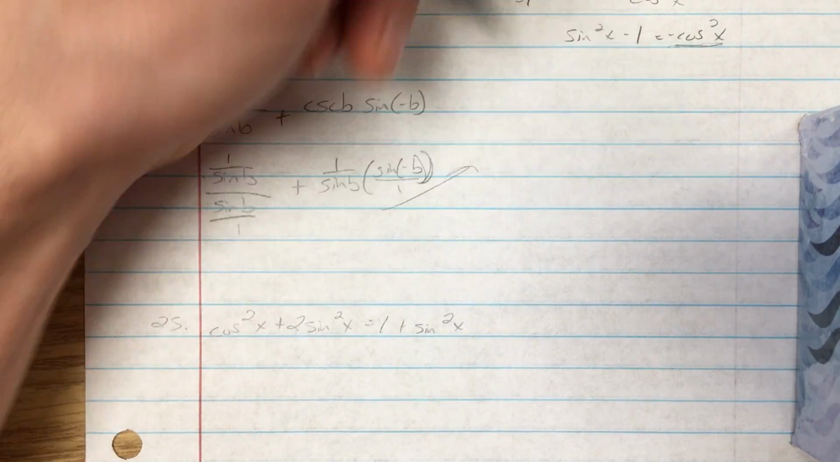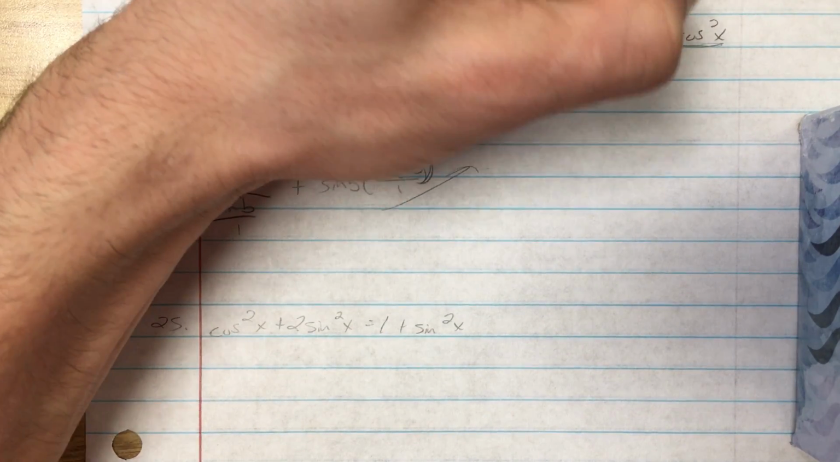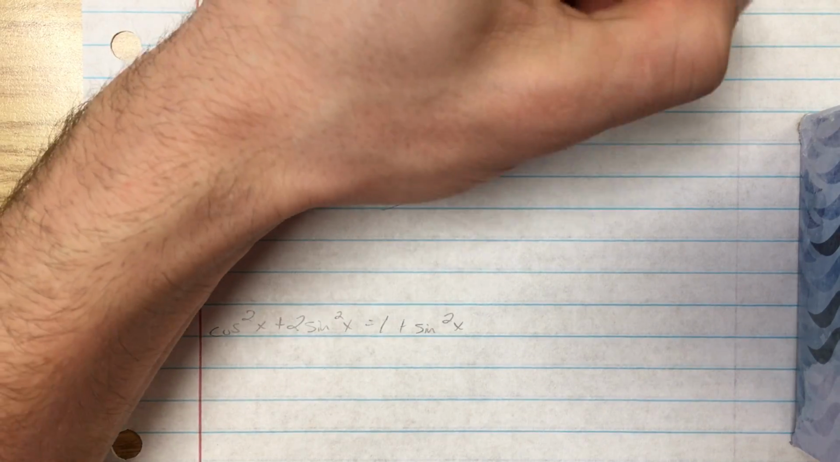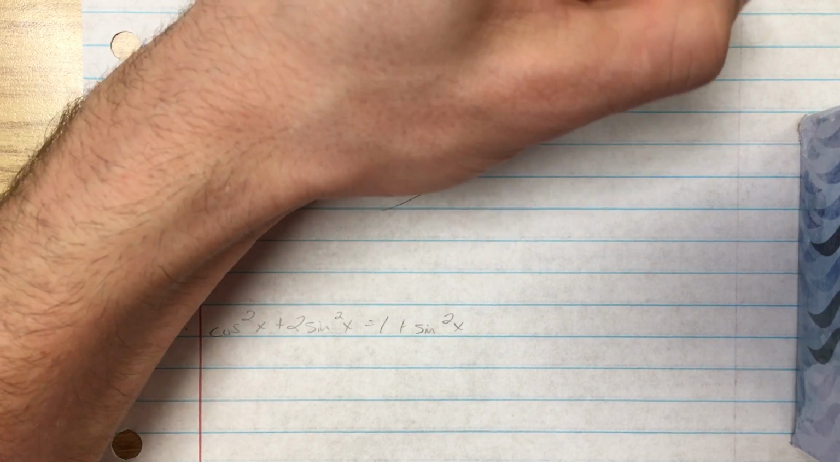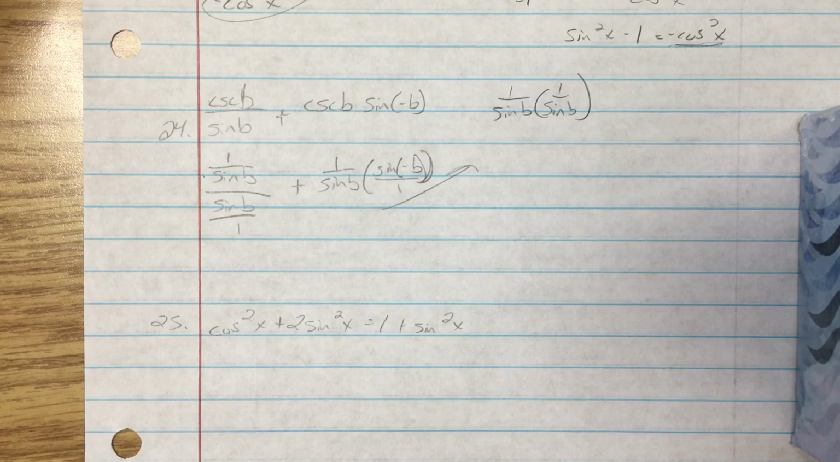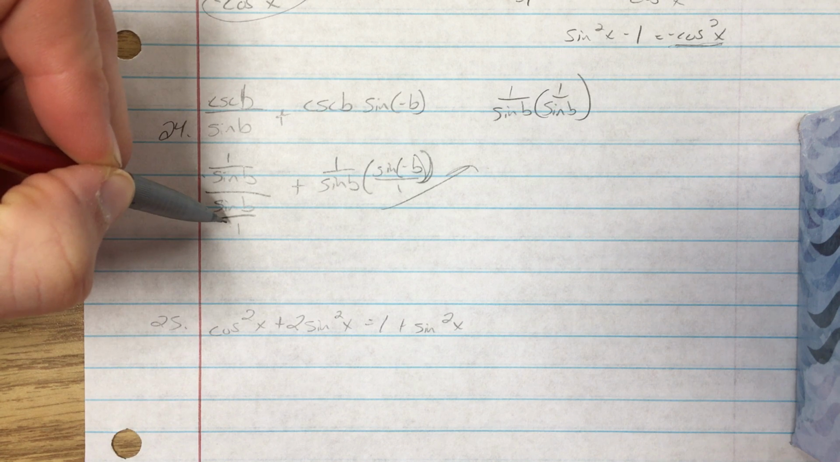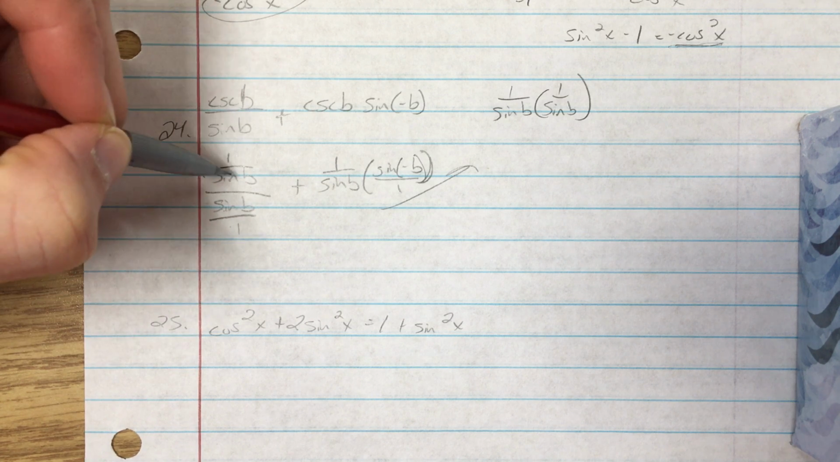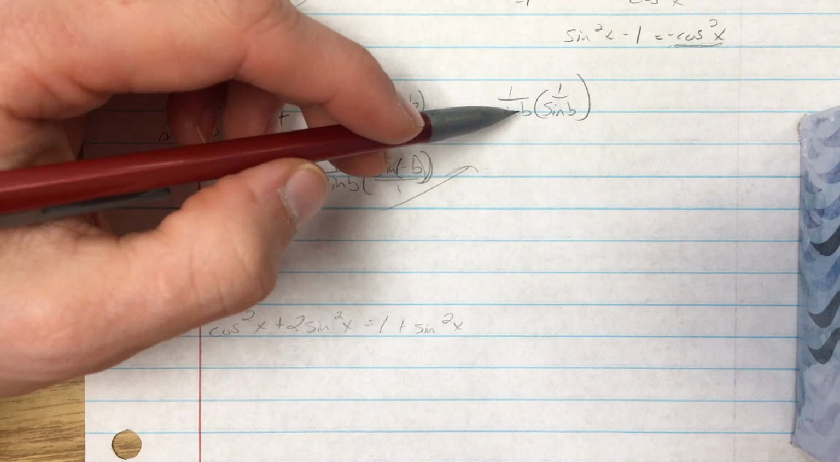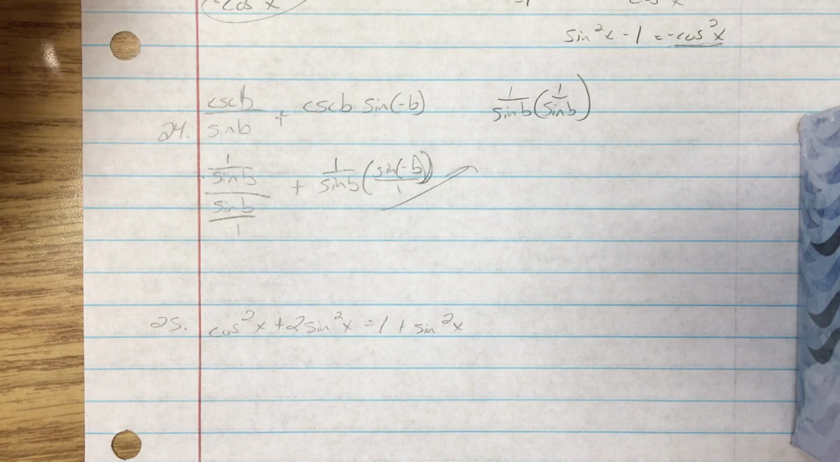Let me come over here, by the way. 1 over sine b times 1 over sine b. All I've done is taken this, flipped it, and then multiplied it by here, which I haven't actually multiplied yet, just wrote it side by side.